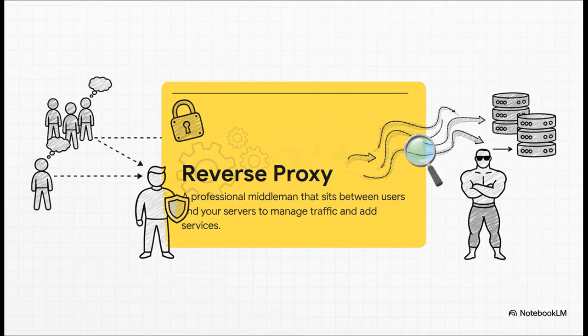Okay, let's talk about one of the unsung heroes of the backend world, the reverse proxy. The best way to think about it is as a professional middleman. It sits right in front of all your application servers. Users don't talk to your app directly. They talk to the reverse proxy, and the proxy then talks to your app. It's like a receptionist, a security guard, and a traffic manager all rolled into one.